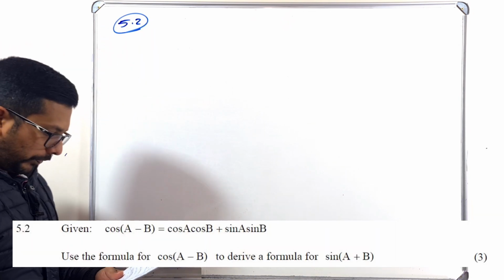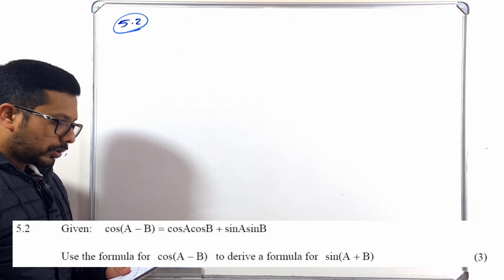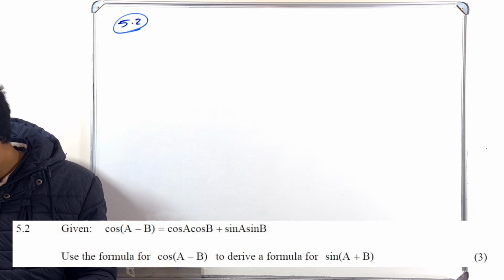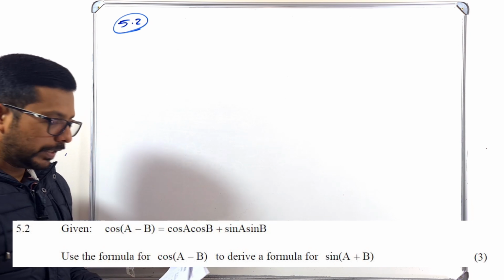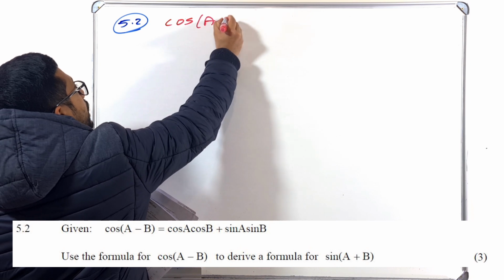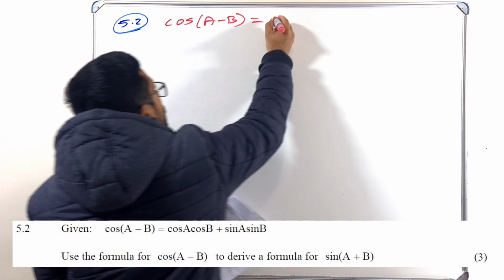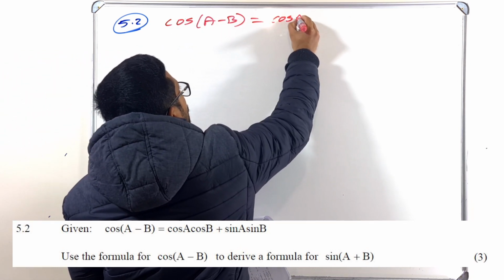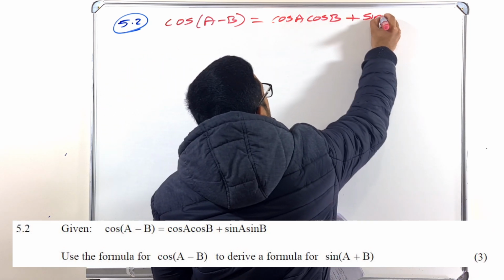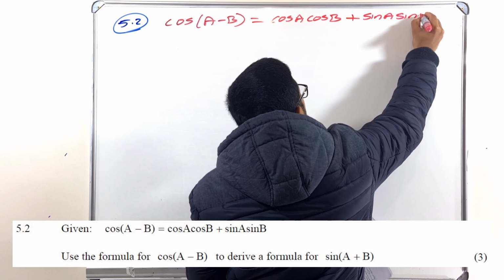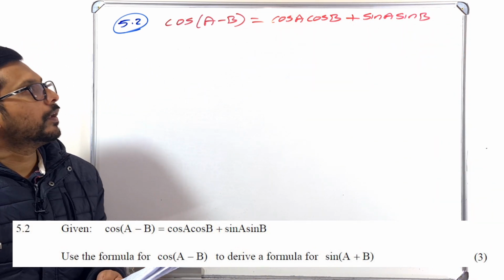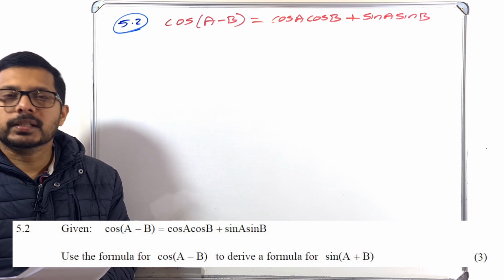What is that one? Given cos of a minus b is equal to cos a cos b plus sin a sin b. It is given like that, the expansion: cos a minus b is equal to cos a cos b plus sin a sin b.